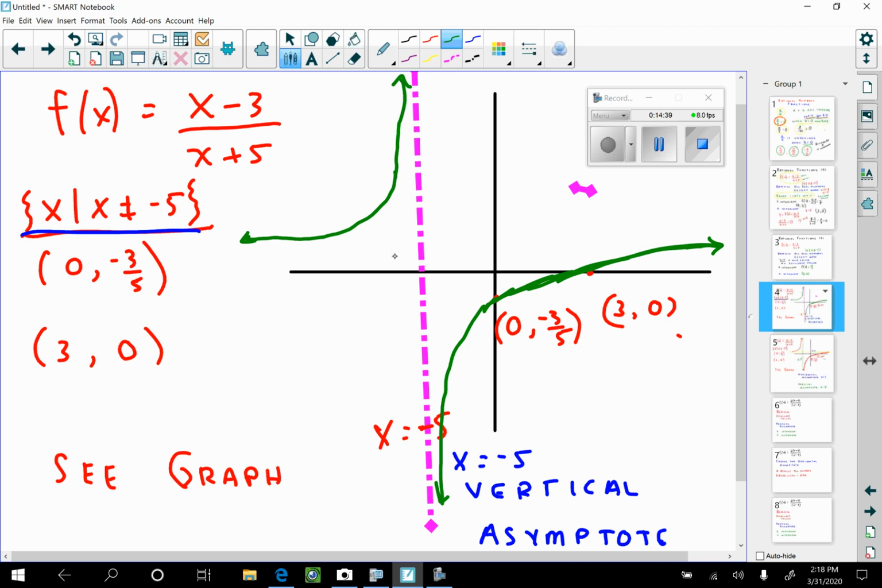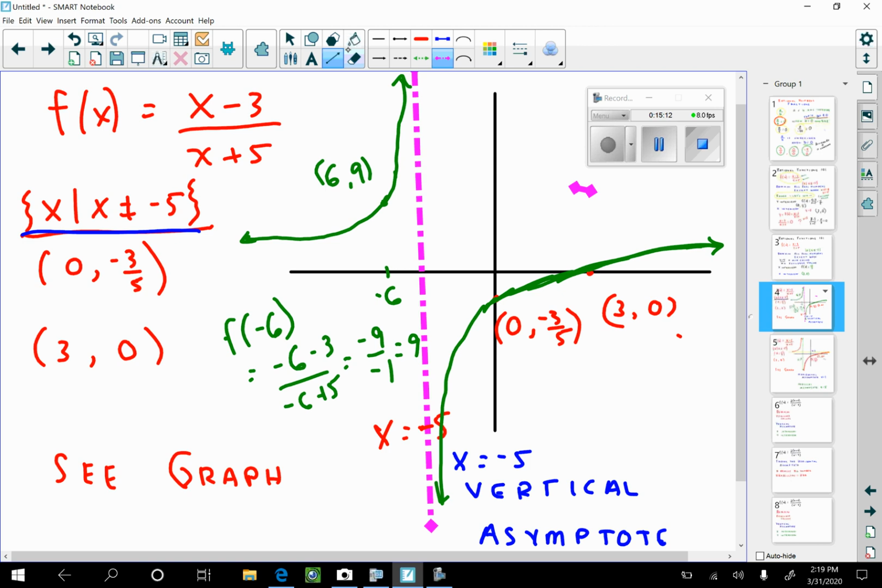Since this is -5, if I put -6 in here, if I just look at the value at -6, what's the function value? What's f of -6? f of -6 is going to be -6 minus 3 over -6 plus 5. -6 minus 3 is -9, divided by -1 is 9. So this point right here is -6, 9. I know it's positive. Okay, that's that point.